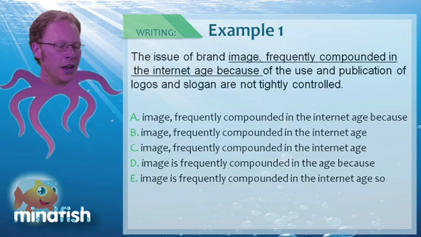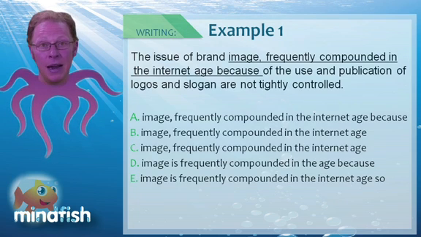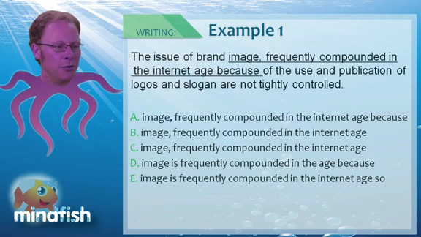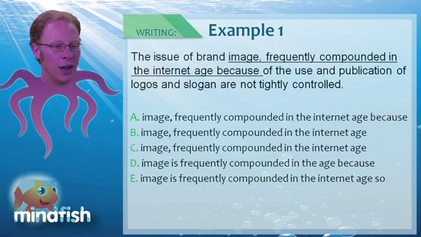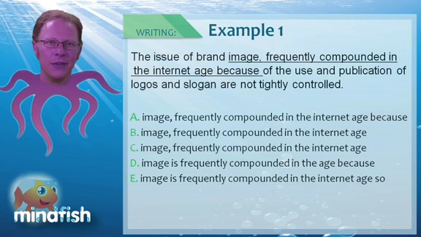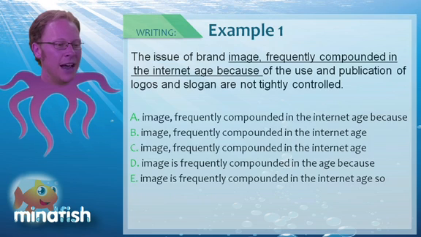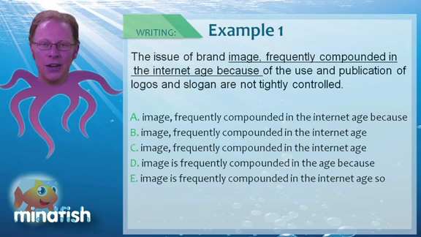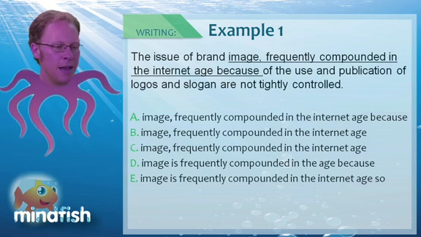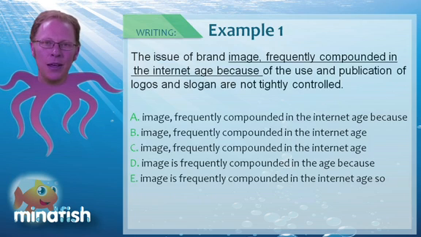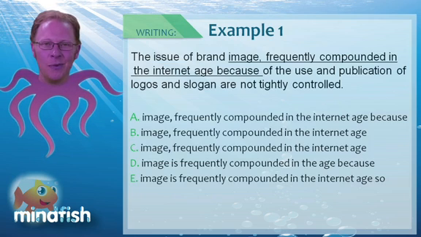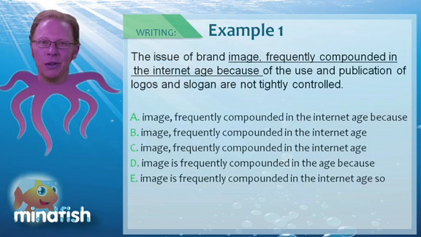Here's a practice question that features a fragment that does not have a main verb. The issue of brand image, frequently compounded in the internet age because of the use and publication of logos and slogans, are not tightly controlled. Well, the problem is that we don't have a main verb in this sentence. Therefore, A, B, and C are all bad answers. None of these three choices adds a main verb. So we're left with D and E. If you look at D and E with me, the common theme between the two is that we've got the word is. This short two-letter verb is enough to turn this fragment into a complete sentence.